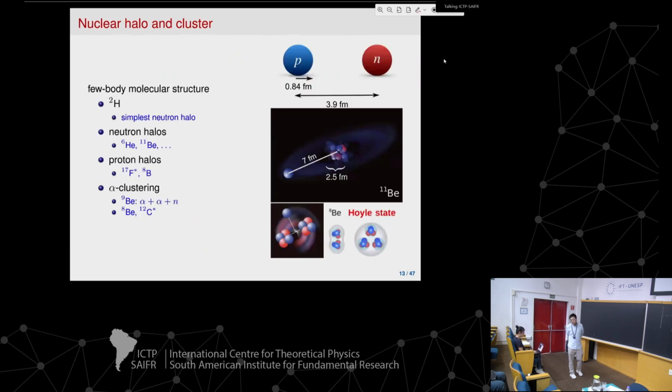Then another area is halo nuclei, and the simplest halo is the deuteron, a proton plus a neutron. So we can call it either a proton halo or a neutron halo, depending on your taste, right? If you choose a left person or a right person. You can also describe neutron halos, proton halos, or alpha clusterings in this framework, as long as they satisfy this separation of scales.